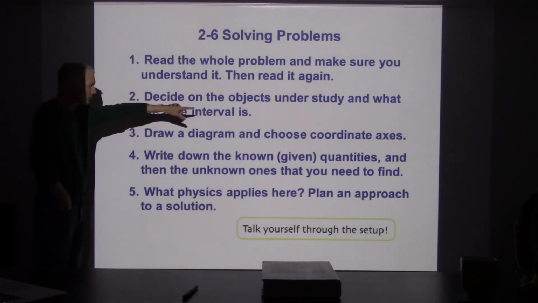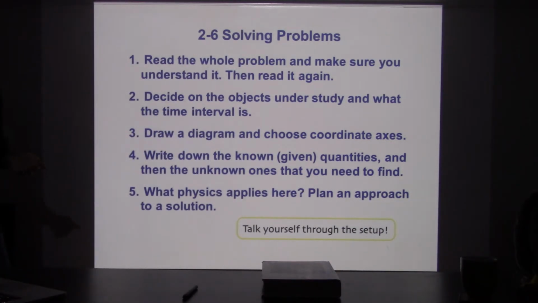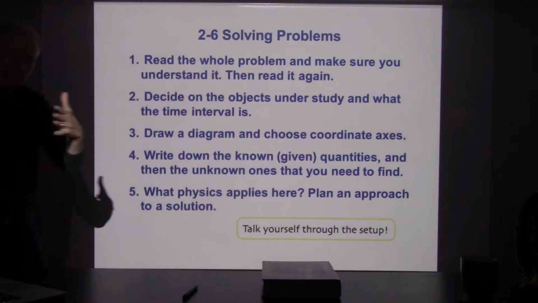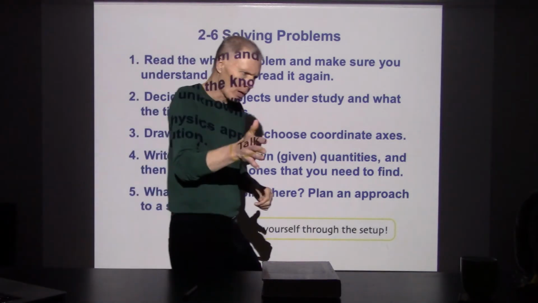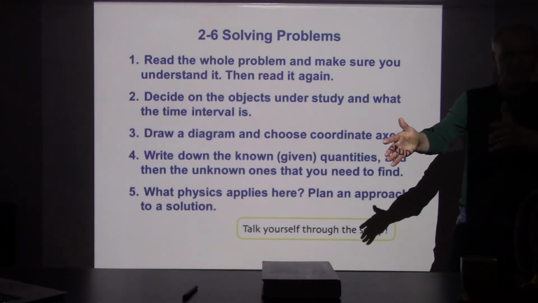Draw a diagram and choose a useful coordinate system. So once you've identified the objects that you're looking at, draw a diagram and choose coordinates. I think the time interval stuff fits in here. Notice how many of these drawings involve snapshots in time. So I want to look at what happened at t equals 0.